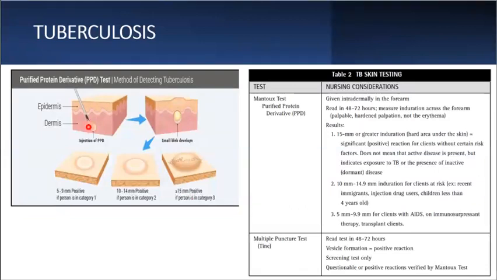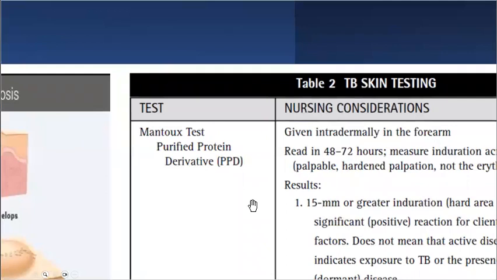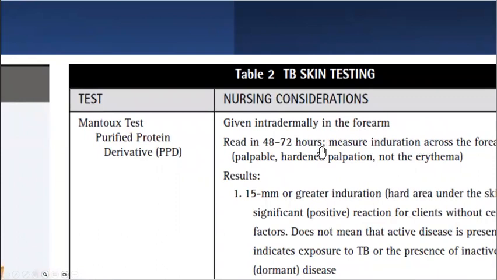So again, we're not looking out for redness. We're not looking out for erythema. We're looking out for a palpable, hardened area. And with our tuberculin test, a reaction is classified as positive based on the diameter of the induration in conjunction with certain patient-specific risk factors. Okay, so let's zoom into this. So again, our tuberculin test, our Mantoux test, is given intradermally in the forearm.